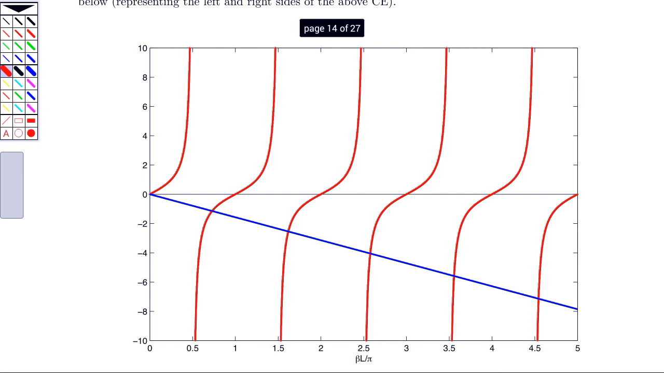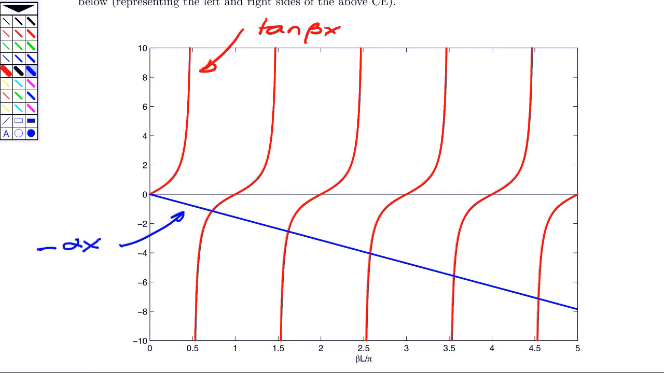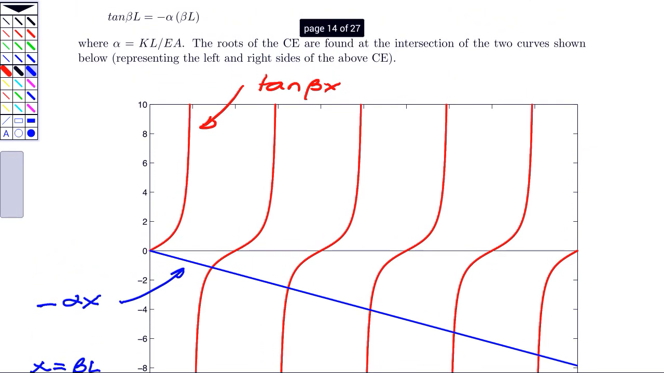What's shown there in red is tan x, and what's shown there in blue is minus alpha x, where x is equal to beta L. So we're looking for the roots of x, which in turn will obviously give us the roots for beta that we need. I also need to go up here and make a slight correction. This alpha is equal to EA over KL. I wrote it upside down.